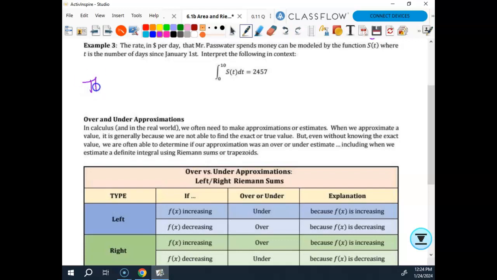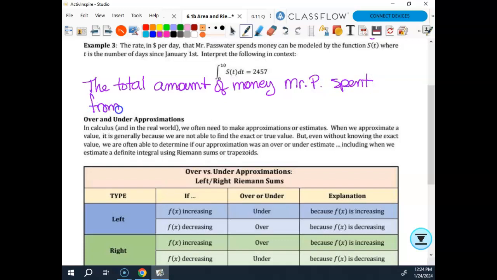This is the total amount of money Mr. P, he has a long name, Mr. P spent from T equals 0 to T equals 10 days.